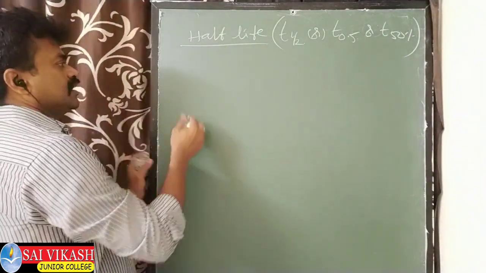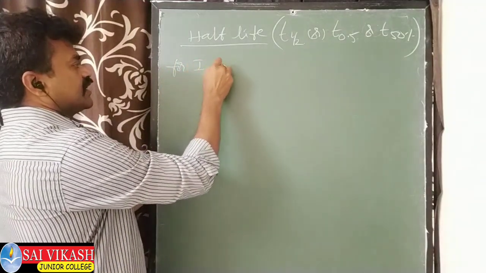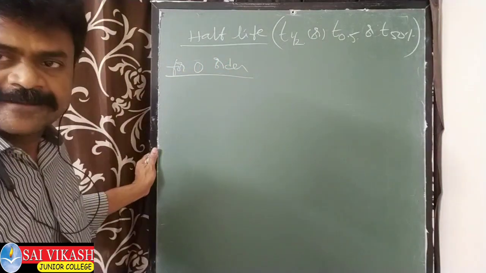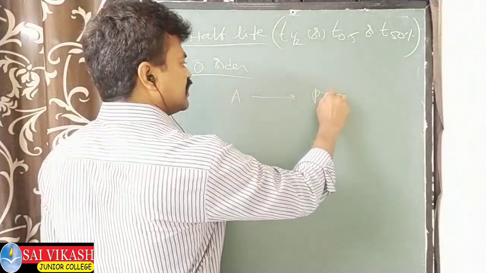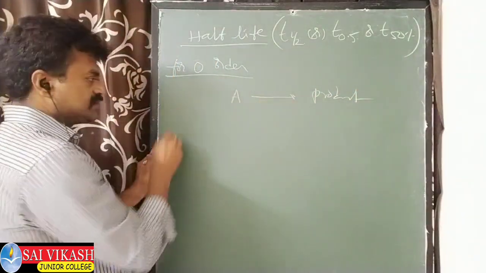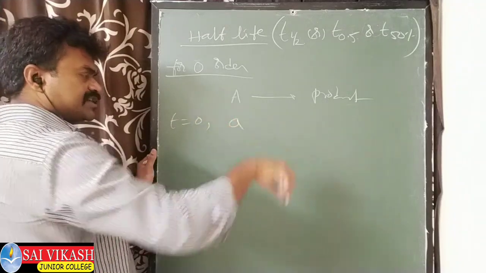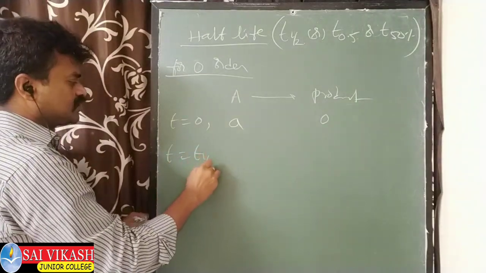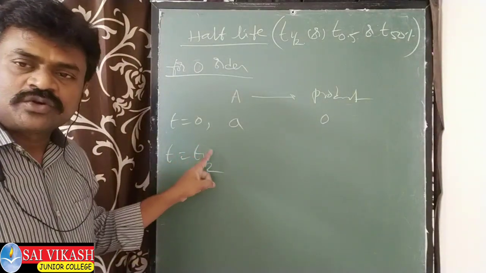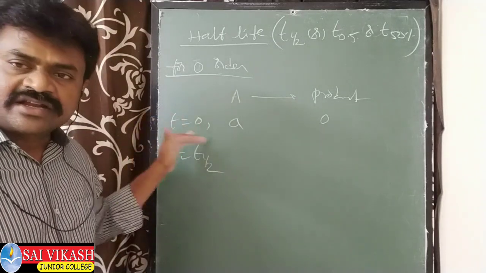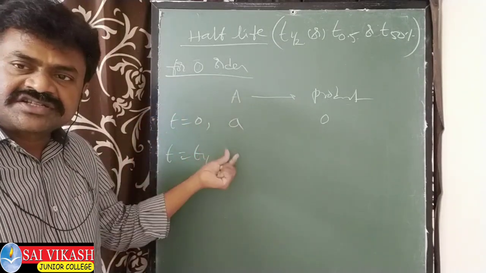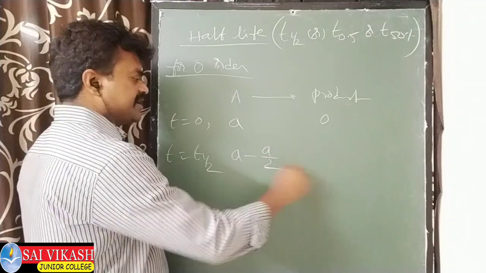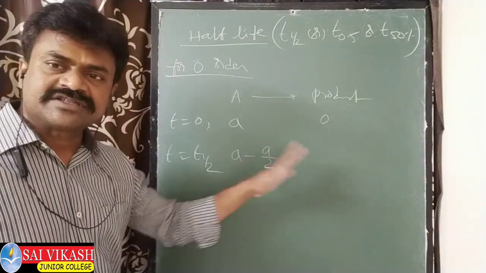See this. Now I am going to derive this half-life for zero order first. Same thing. Initially A and product is taken, A gives products. When time equal to 0, initial concentration is A. Now see this, when time equal to t half, that means half-life has been reached. At half-life, half of the initial concentration should be lost. Means A by 2 should be lost. Means here x becomes A by 2.